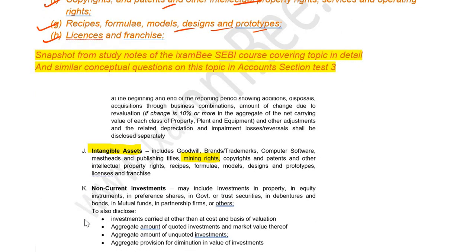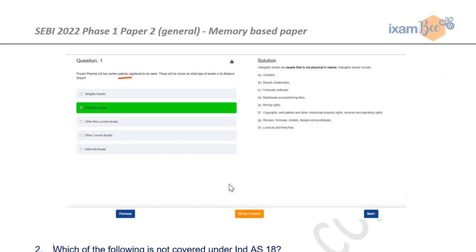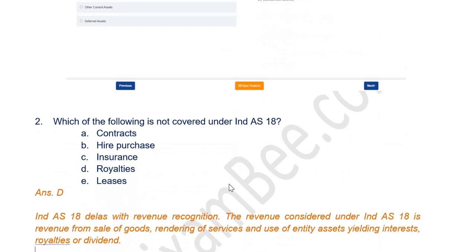If we want to look at the coverage from ixamBee, this was very well covered in the notes for the preparation of accounts. What are intangible assets and what are the examples, including mining rights. We also had a similar kind of question that was asked in our section test on accounts, where patents was mentioned and you had to identify which type of an asset it is. So a good thorough practice and use of the course would have easily helped you to identify this answer.